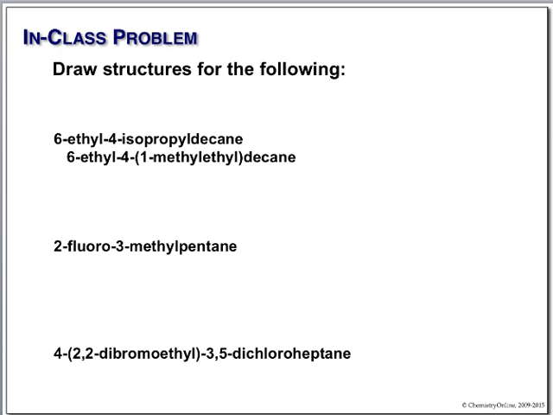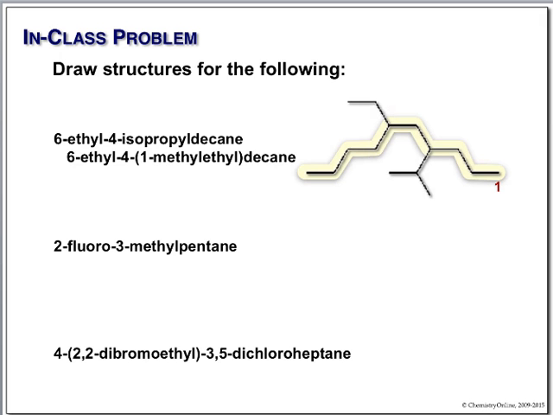In carbon number 6, we're going to have a 2-carbon side chain. That's an ethyl group. In carbon number 4, we're going to have an isopropyl group. Remember, isopropyl is a 1-methyl ethyl. So it's a 2-carbon branch with a methyl group in carbon 1 of the branch. This would be an acceptable structure.